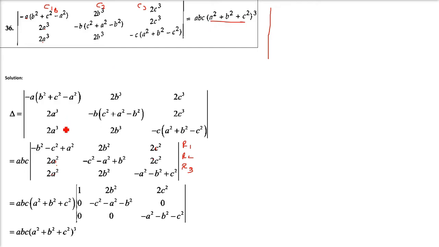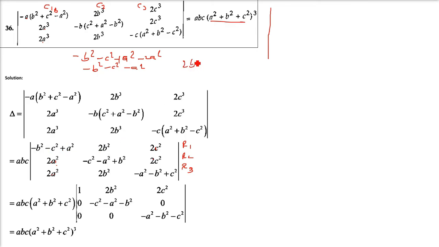The first way is to subtract. Minus B square minus C square plus A square is there. If we subtract minus 2A square from here, if we subtract row 1 with row 2, that is minus B square minus C square plus A square minus 2A square, when we do, it will be minus B square minus C square minus A square. You can take minus common and that will be B square plus C square plus A square. I hope you got the idea.